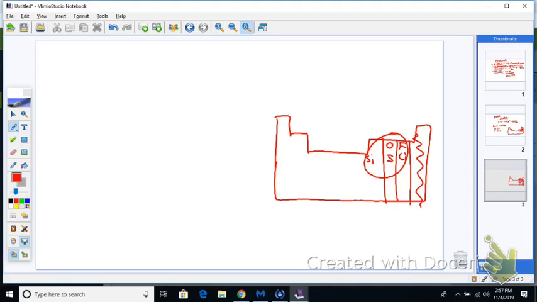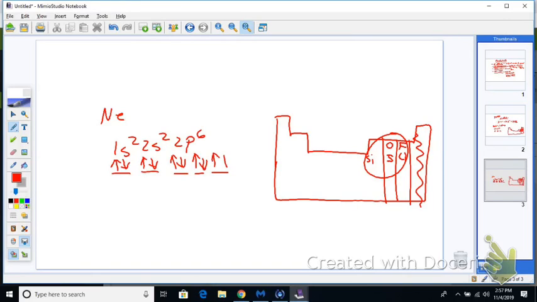Okay, so here's the electron configuration for neon. We take a look at neon. Do you see why it doesn't want an electron? It's full. It's full. All these are full.